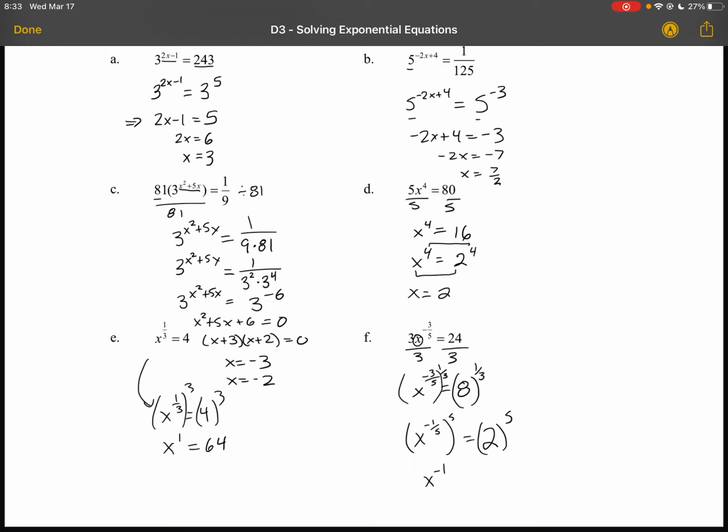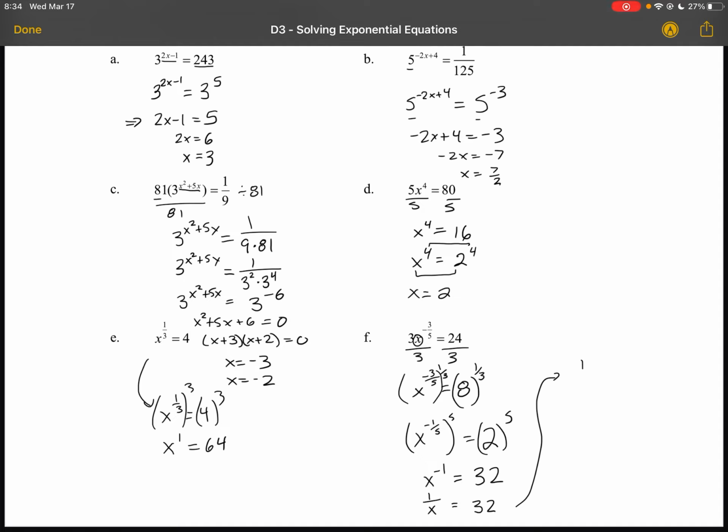Just like before, minus 1/5 to the exponent 5 gives me minus 1. And I also know 2 to the 5th without a calculator. That happens to be 32. I still have this minus 1 exponent here. So I'm going to change my left-hand side to 1/x, because I know that's what that negative exponent means. And then on the right-hand side, I've got 32. So I haven't quite solved it. I'm almost there.